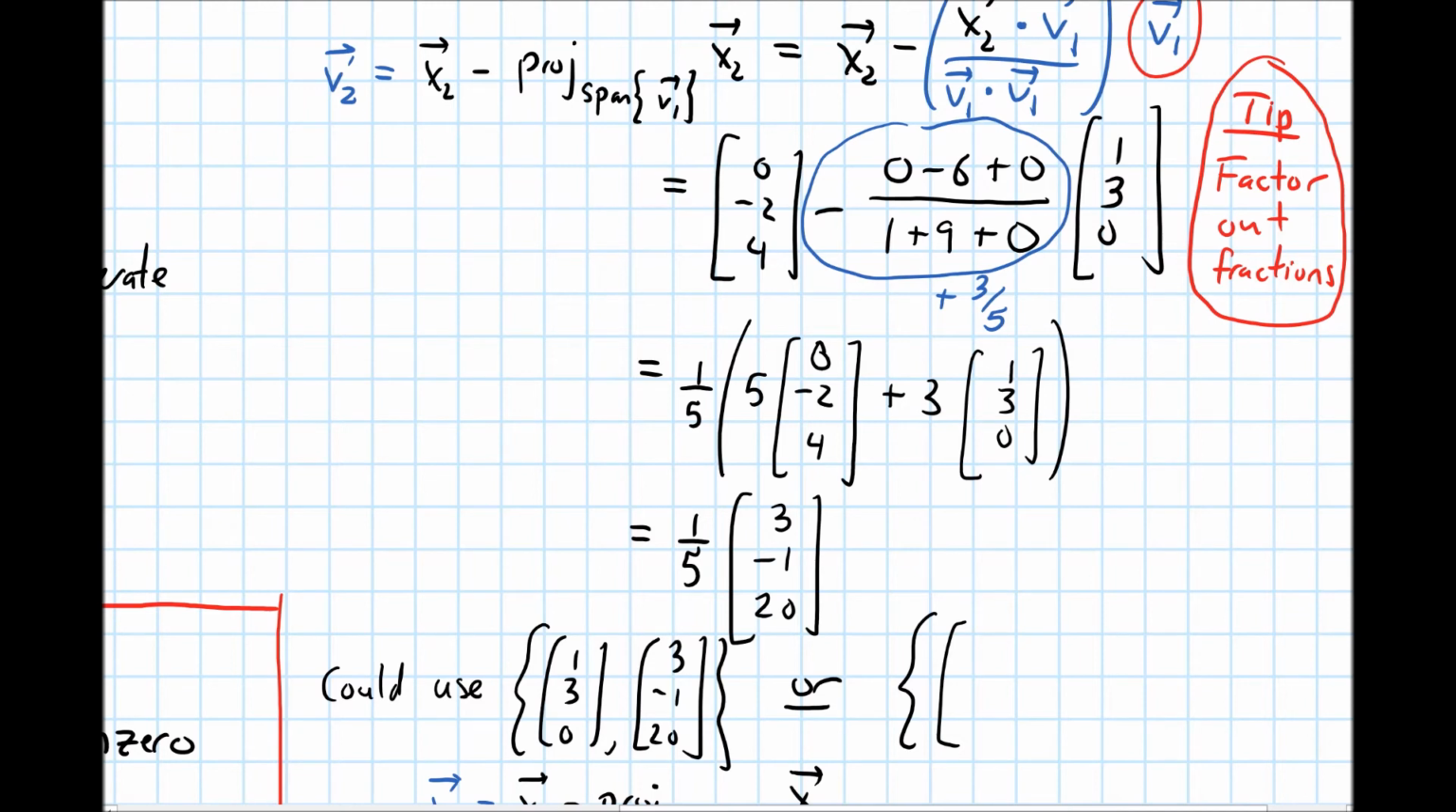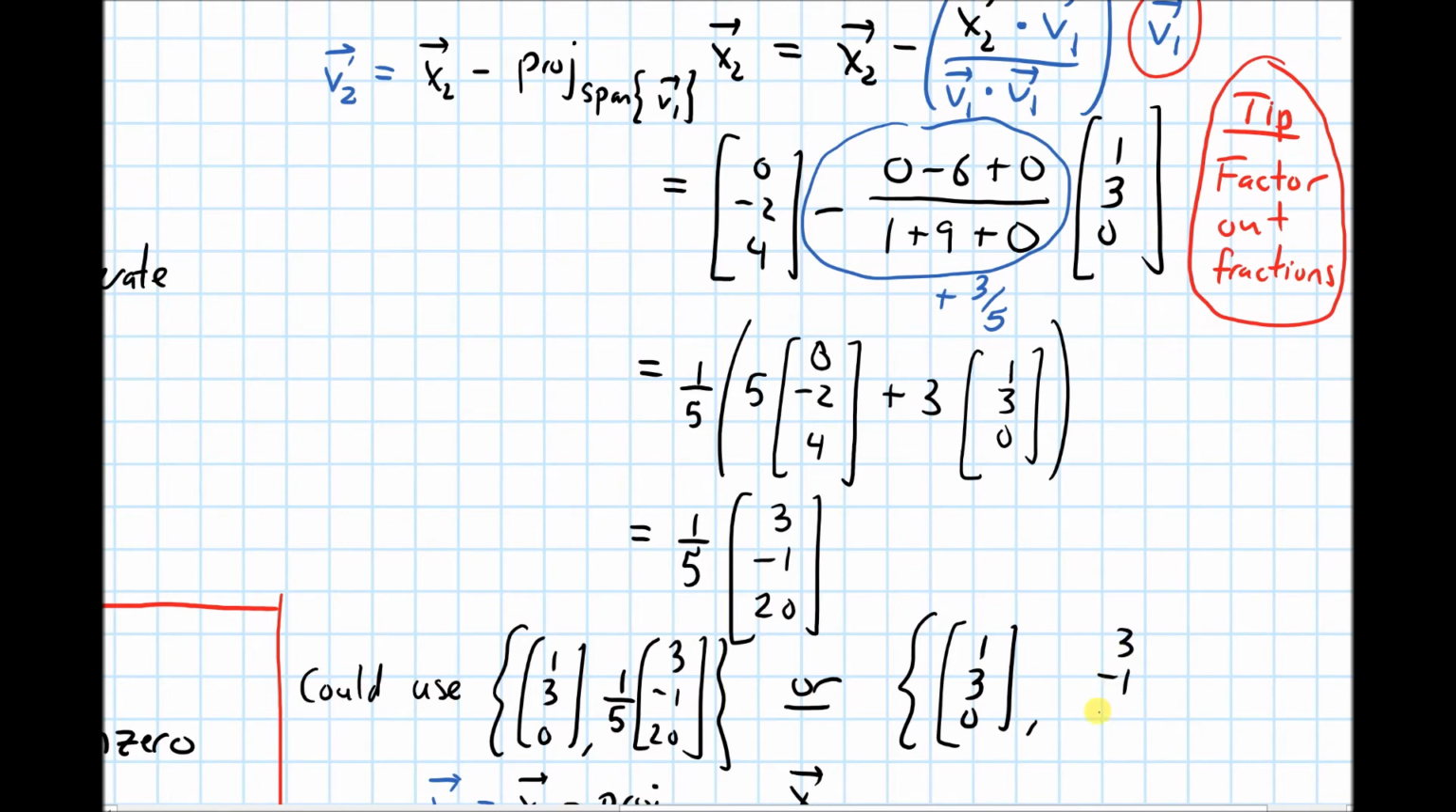Oops, and I forgot to write the 1/5 in front. So let me give myself a little bit of room here, and let's write in that 1/5, because I forgot to do it before. Okay, so the other thing that we could do is keep the first vector the same, 1, 3, 0. But I can scale the second vector by 5. And if I do that, I'll have 3, negative 1, 20.